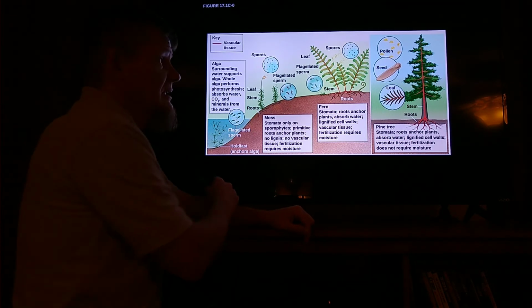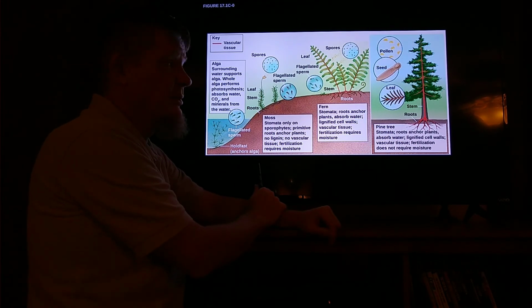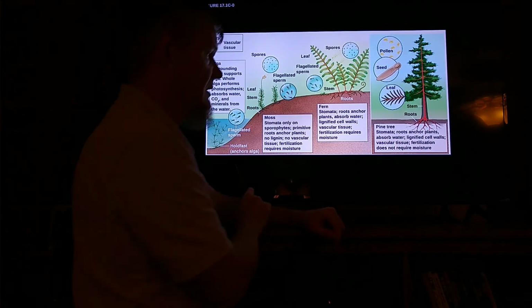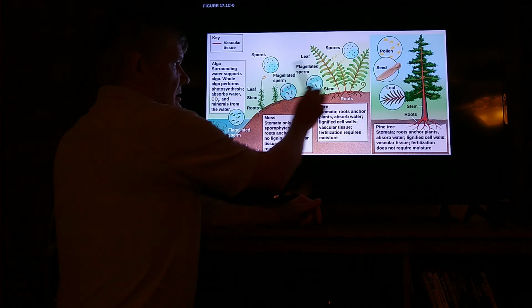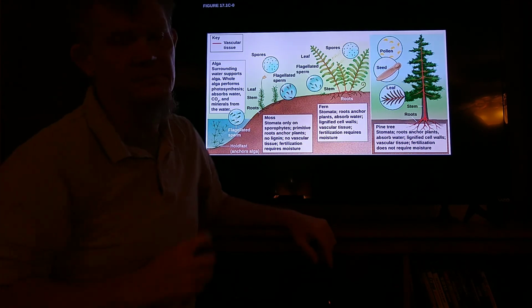And then finally, they had to come up with a way of reproducing, and we'll talk about pollen and seeds and spores and stuff a little bit later. But this is just illustrating how plants went from being totally aquatic to coming out on land and being simple plants.